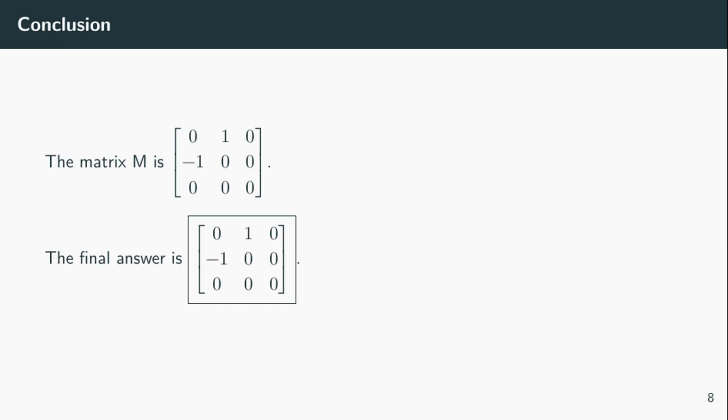In conclusion, we found that the matrix M is the one with 0, 1, 0 in the first row, minus 1, 0, 0 in the second row, and 0, 0, 0 in the third row. And that matches the second option provided.